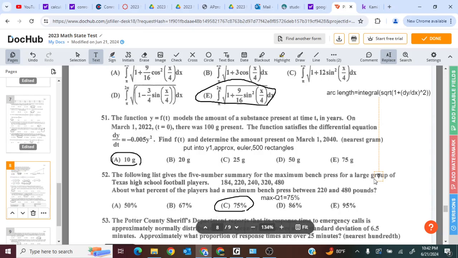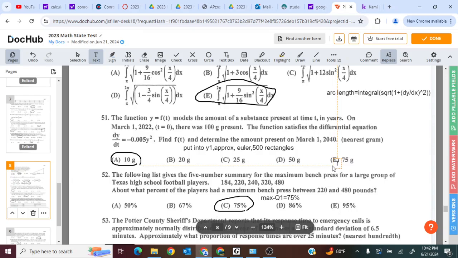Actually, hold on. Let me just check. I don't remember there being a squared. Yeah, and then you've got to put in that it starts at time equals 0 and has 100 in it. Yeah, okay.